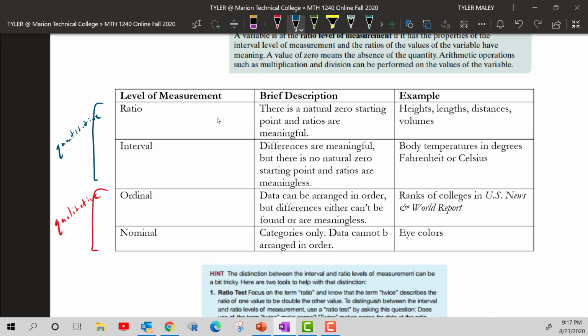So you want to understand the differences between them. Nominal and ordinal, I think, is pretty easy to understand and remember the difference. Ordinal, think order, right? An ordinal variable, things can be arranged in order. Order makes sense, right?